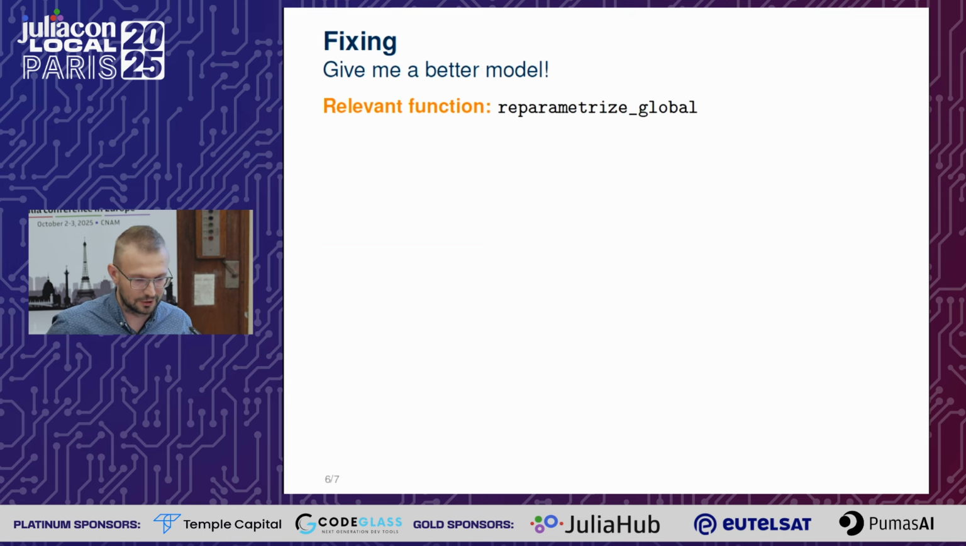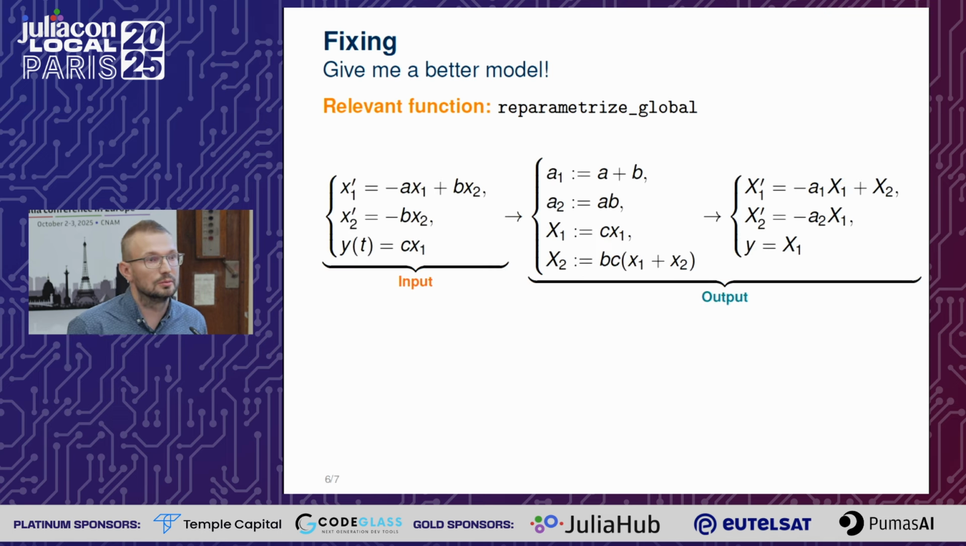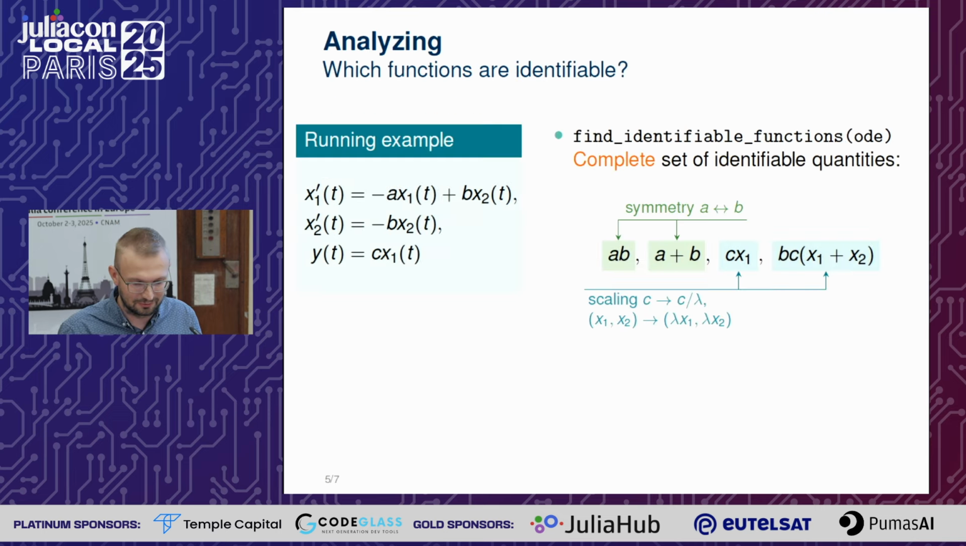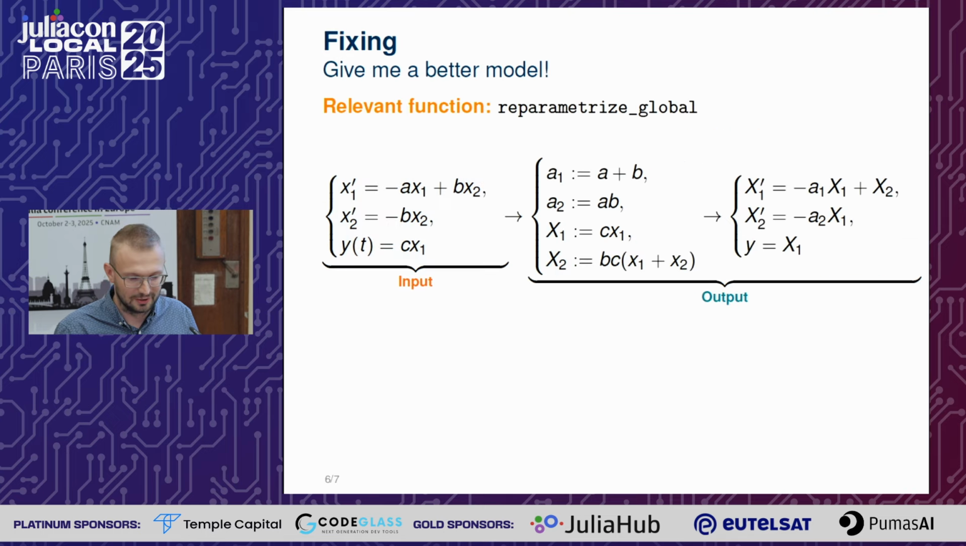So we have a function reparameterize global, which takes your original model as input, and then it produces two pieces of information. The first piece of information are new coordinates, and it is no coincidence they have the same functions which you have seen on the previous slide. So basically it tells you that you can use these functions as new coordinates, and in new coordinates it writes a new model, okay? From the point of view of numerical behavior, it's an equivalent model. But now it resolves ambiguities.